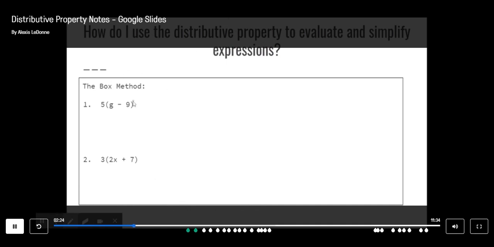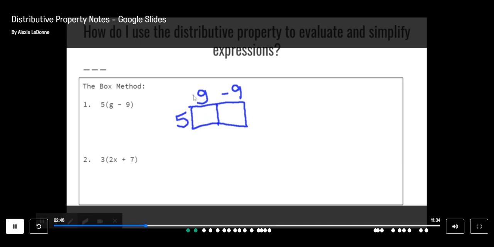So there's another method called the box method. So what I would do is set up my box. I'm going to put my 5 on the outside, my g up here, a negative 9 up here, and it's almost like a multiplication chart.